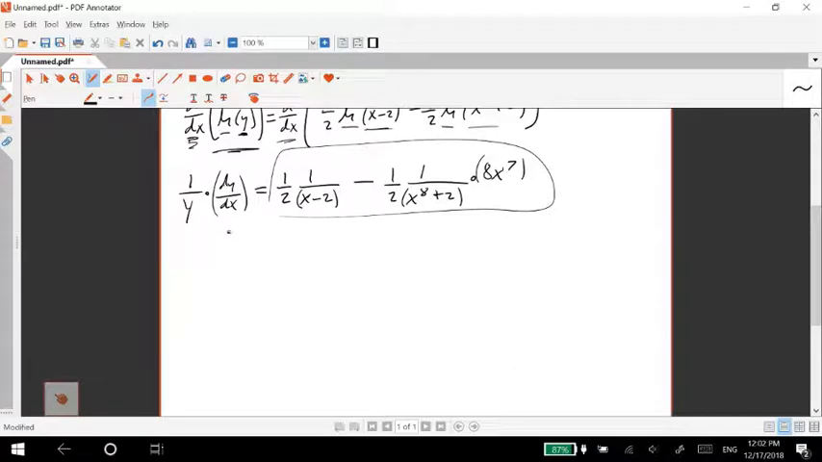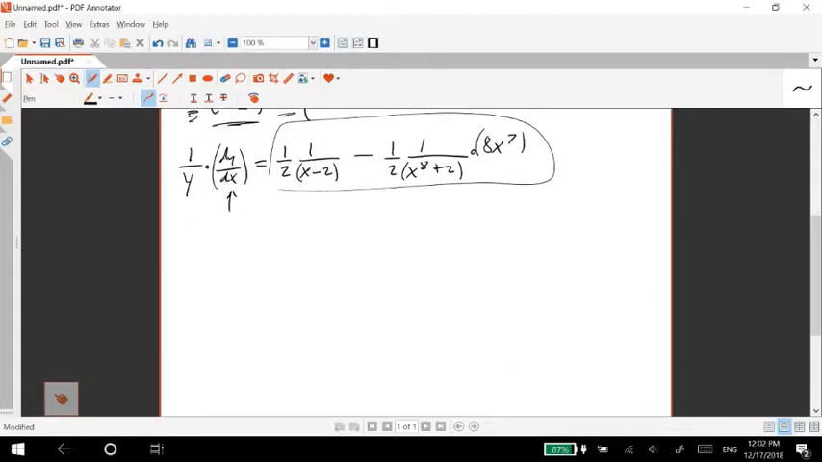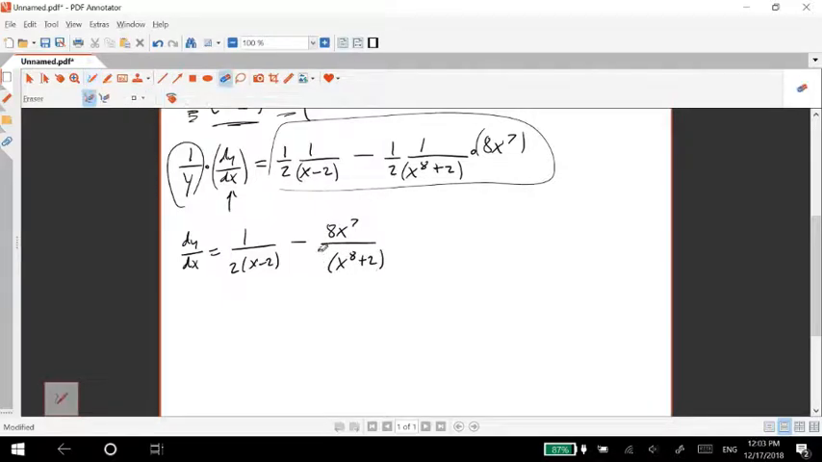So remember, we're looking for f prime of x, or dy dx, so all we have to do is solve for it. And if we multiply both sides by y, we will have done that. So dy dx equals this side over here, so that's going to be 1 over 2(x minus 2) minus 8x to the 7th over 2(x to the 8th plus 2). And while we're here, let's just turn this into a 4. Okay, and remember we multiply both sides by y, so y.